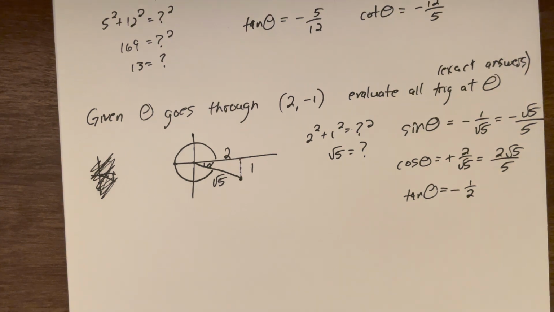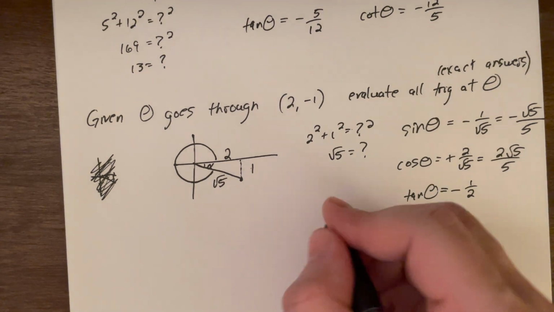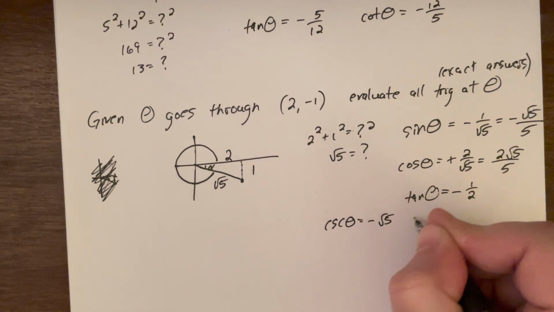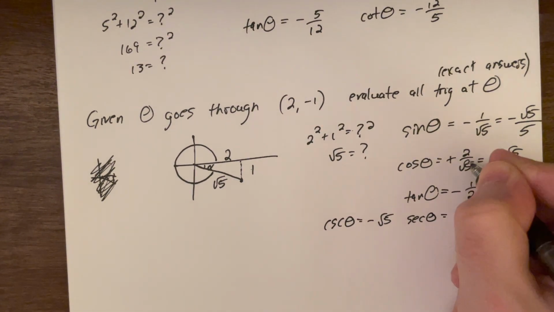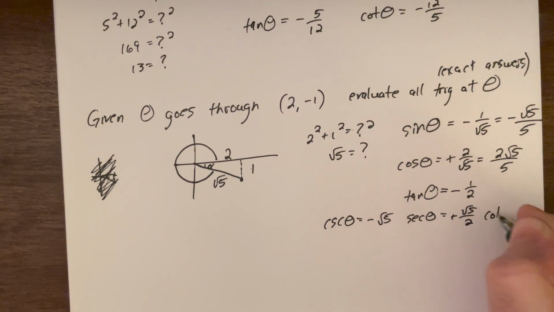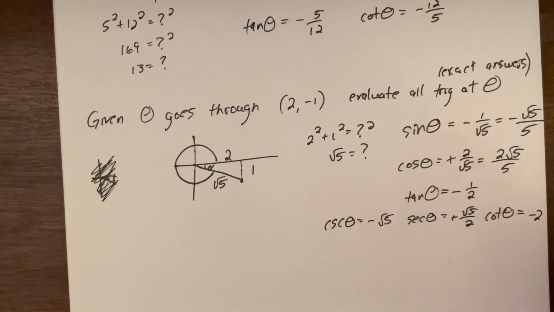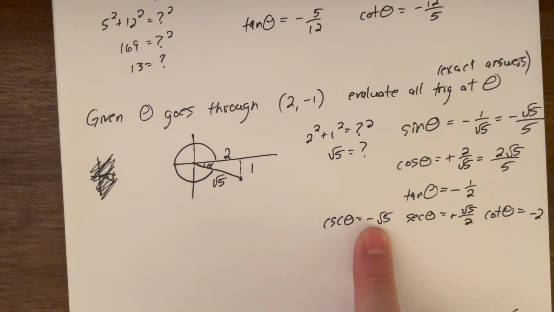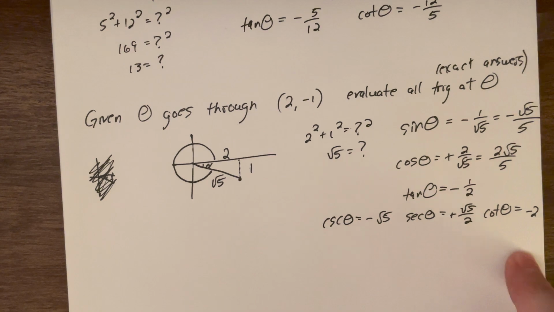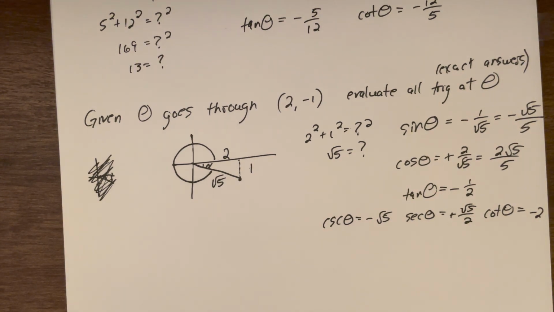And now the easy part, because the rest are just the flips. Cosecant, flip this, I get negative radical 5. Secant, flip this, I get positive radical 5 over 2. And cotangent, flip this, and I get negative 2. Of course, you could write negative radical 5 over 1, negative 2 over 1, but the over 1 part is certainly not necessary.